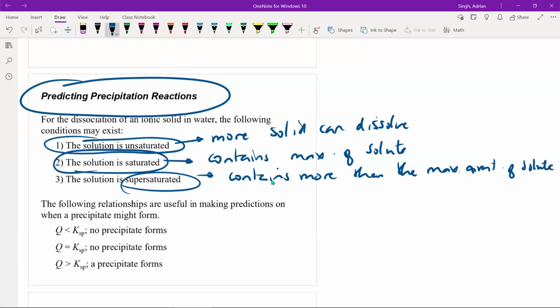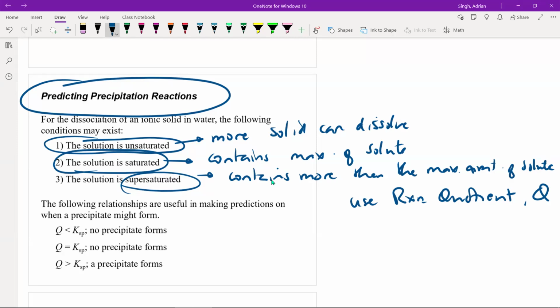So how can we predict whether a precipitate, whether a solid will form in a solution? Well, what we're going to use here is the reaction quotient that we saw way back, which we abbreviated as Q. And the reaction quotient, remember, is similar to the K expression. However, it is not at equilibrium, it is at any point, right? So the Q is the equilibrium expression at any point along the reaction pathway.